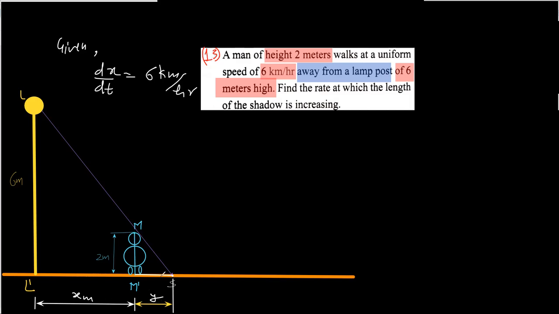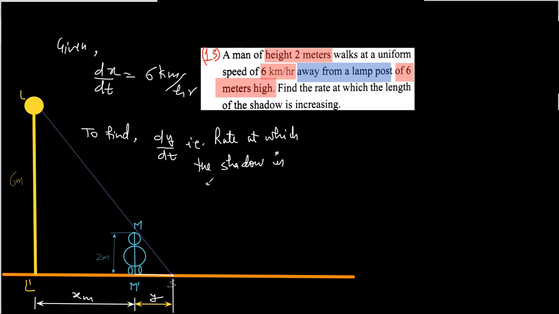So remember students, what I have to find is dy by dt, that is, the rate at which the shadow is increasing. This I have to find.